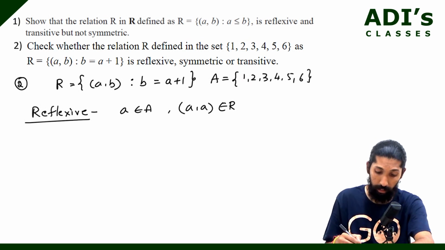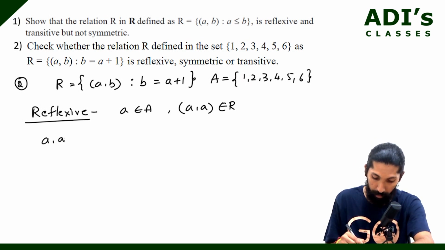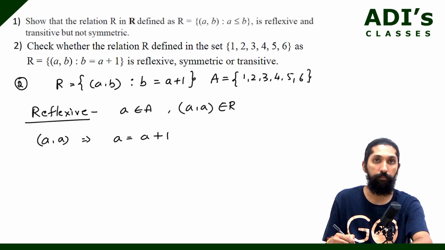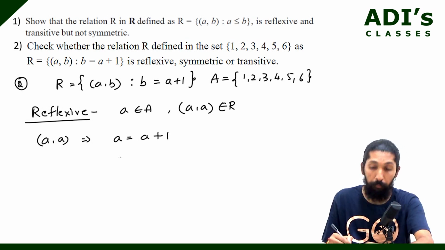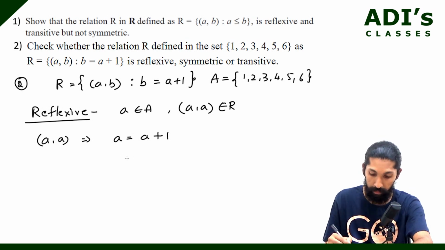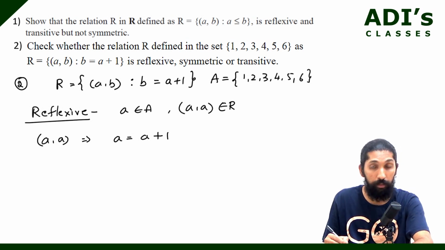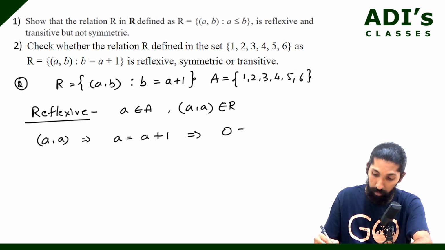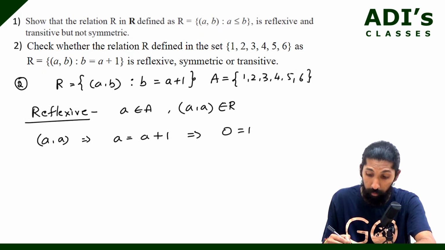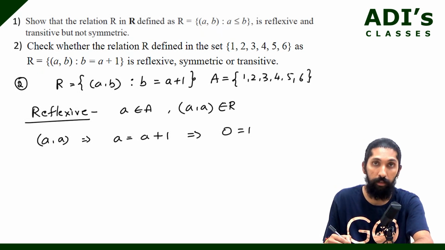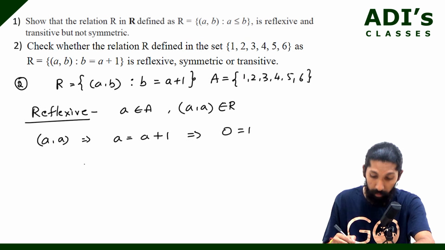So in this case, when we have (a, a), this is nothing but a is equal to a plus 1, isn't it? So when we have a is equal to a plus 1, we can cancel off the a value. That means we can say that 0 is equal to 1. Is it possible to have 0 equal to 1? Never, right? So what can we say?